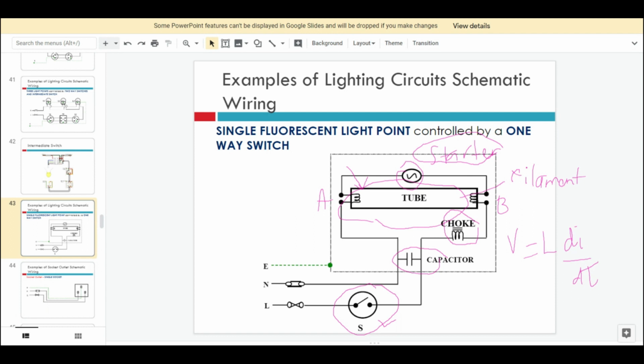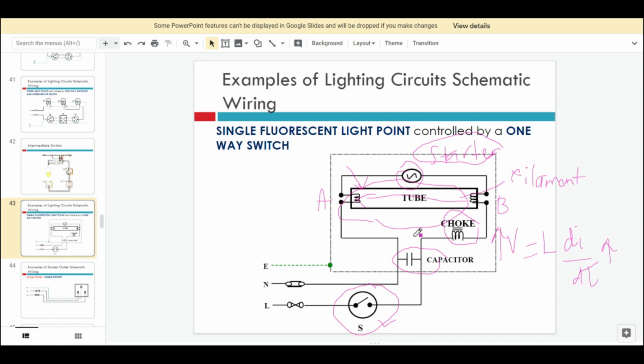Okay, so because we know when the choke creates the high voltage, it will also create a high current. So this high current will trigger the electron in this tube to move from B to A, and then will light up the tube. So this is the operation of the fluorescent light.